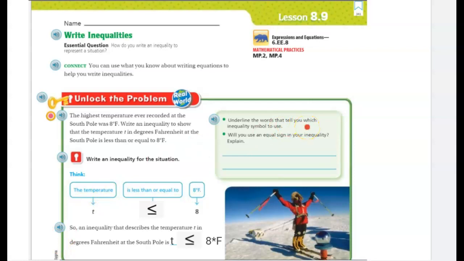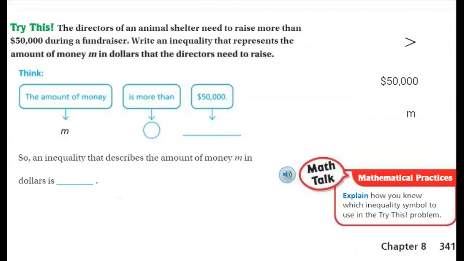Underline the words that tell you which inequality symbol to use. So less than or equal to 8 degrees Fahrenheit, will you use an equal sign in your inequality? Yeah, you will. Move on to try this.